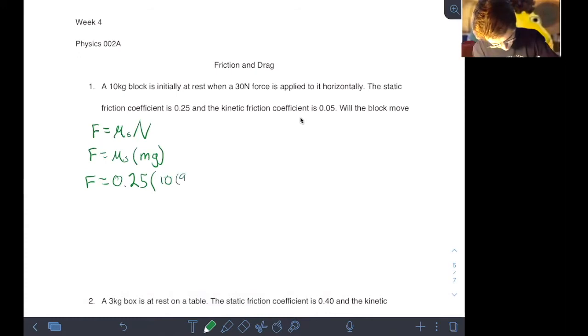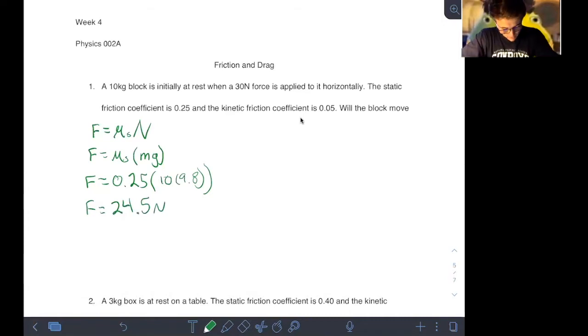So 0.25 times 10 times 9.8. When you do the math, what do we get? We get that the force we need to overcome is 24.5 newtons. So we need a force of at least 24.5 newtons to overcome the static friction and get it to start moving. Looking at our problem, we have a horizontal force of 30 newtons. It's above the basal level of force that we need. So will our block move? Yes, my block is going to move.